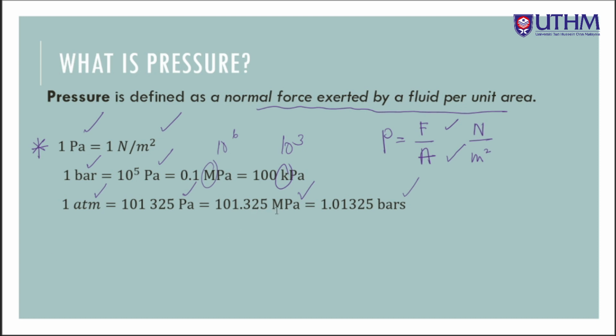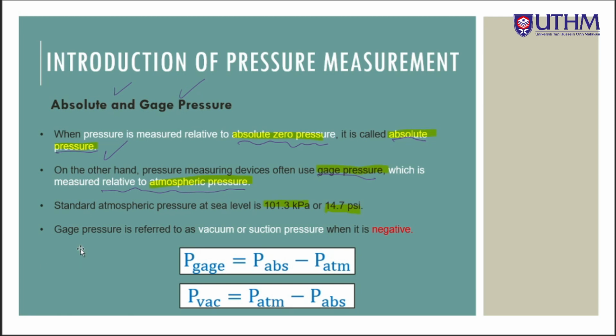I'm sorry, this one should be in kilopascal, not megapascal. 101.3 kilopascal. Okay, so gauge pressure is referred to as a vacuum or suction pressure when it is negative. So this is a new term here: vacuum or suction pressure, if let's say the value is negative. This is for a condition when the gauge pressure is considered negative.